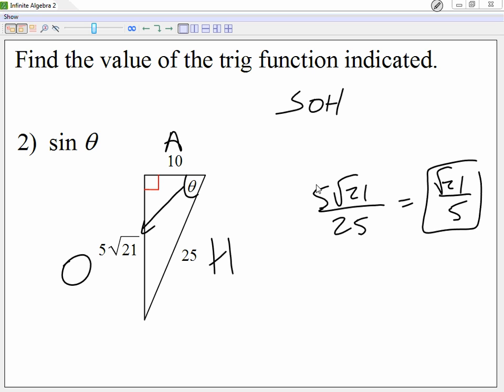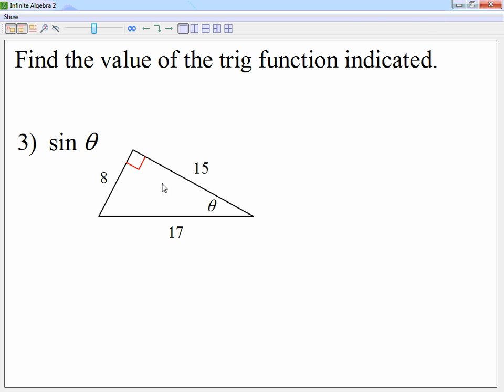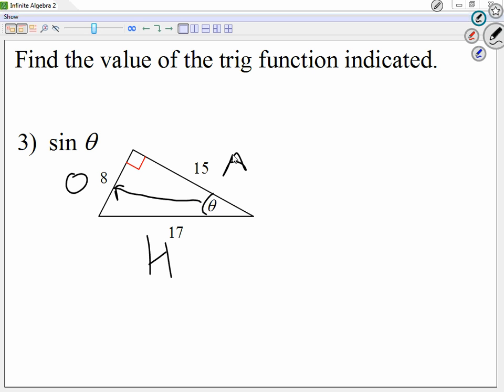And make sure there are no radicals at the bottom. If there's a radical at the bottom, remember, rationalize. Multiply top and bottom by the radical. Let's take a look at question number 3. 17 is the hypotenuse. From theta, the one that is farthest away is the opposite. 15 is the adjacent. What fraction do you guys get for sine of theta? 8 over 17. Nice. That's simple. Right? Opposite over hypotenuse.